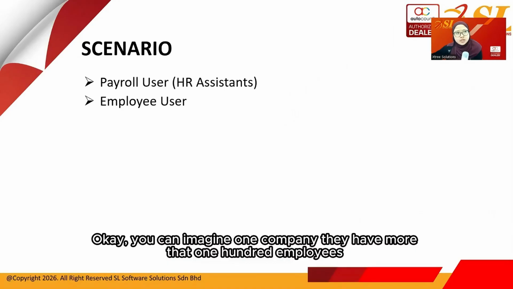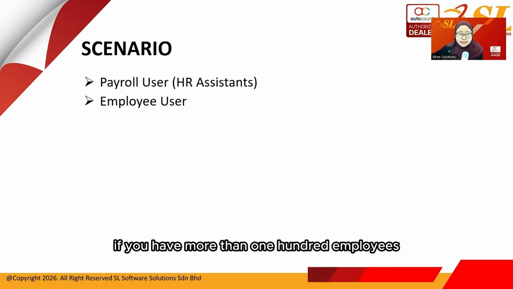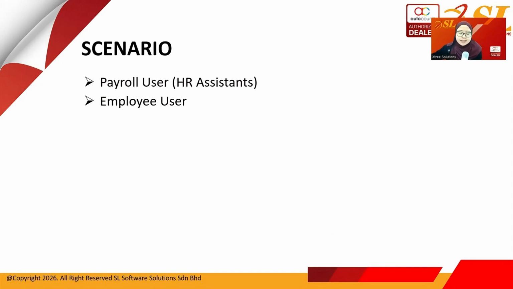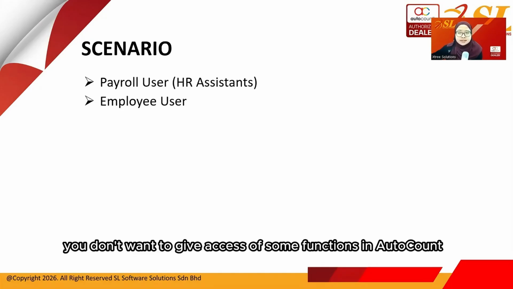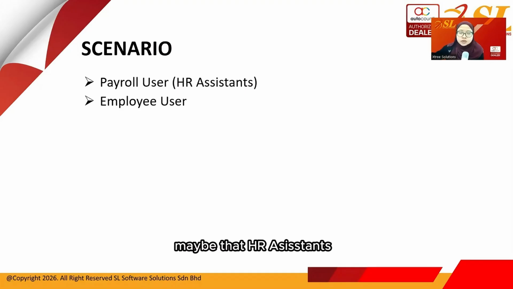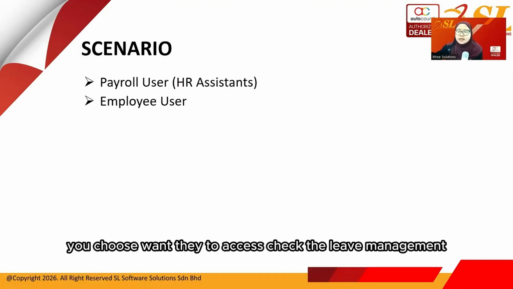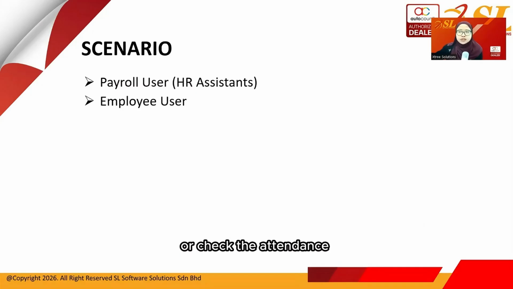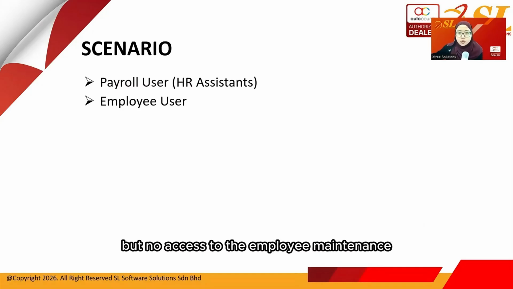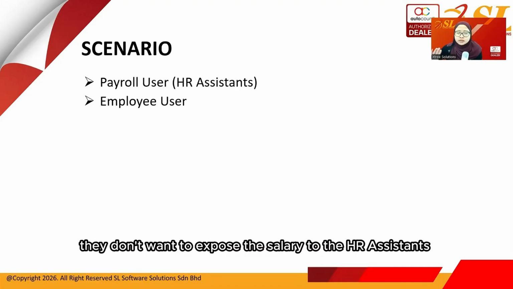So you can imagine one company that has more than 100 employees. If you have more than 100 employees, sure you need more HR. But for certain HR, you don't want to give access to some functions in AutoCount. Maybe for that HR assistant, you just want them to check the leave management or the attendance, but no access to the employee maintenance. You don't want to expose the salary to the HR assistants.